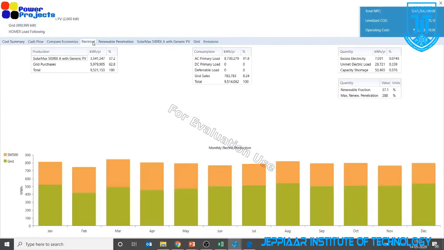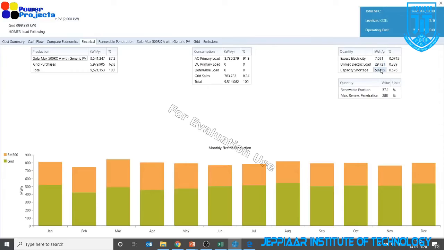Let me go to the electrical results first. Here you may have found something: there is some excess electricity. What is this excess electricity? The grid is not available for 50 hours in a year. By the time the solar is available, the solar cannot run independently because it doesn't have a voltage reference. The solar could have generated energy, but unfortunately it cannot be utilized. That is excess electricity. What's the unmet electricity? When the grid is not available, it is the energy you are unable to meet for the demand.